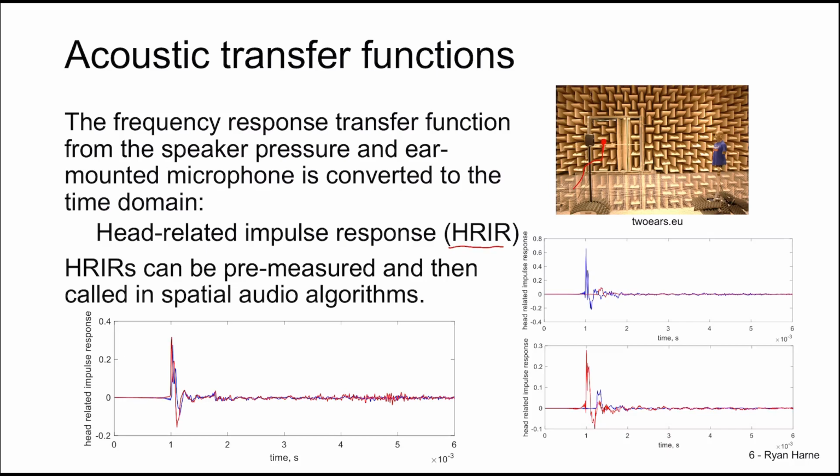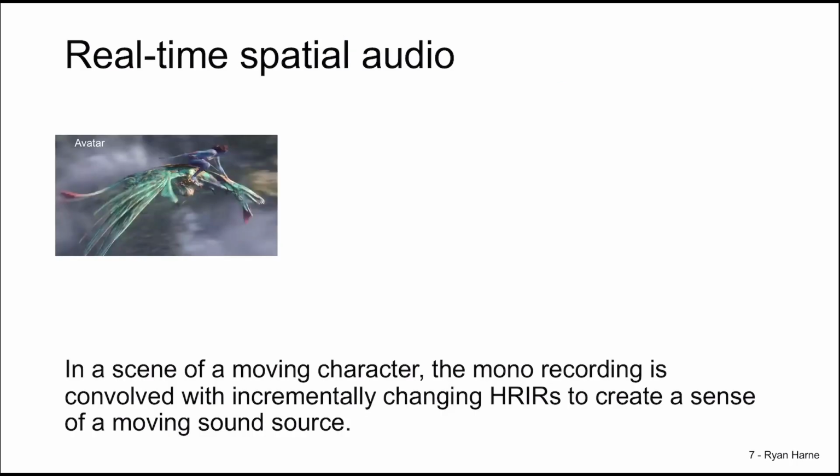HRIRs can be pre-measured and then called through a tabulated mode in spatial audio algorithms, in a similar way that gears are chosen in a transmission map for internal combustion engine vehicles. For instance, this is used in real-time spatial audio applications. In a scene of a moving character, the mono recording that's originally acquired is convolved with incrementally changing HRIRs, head-related impulse responses, to create a sense of a moving sound source.